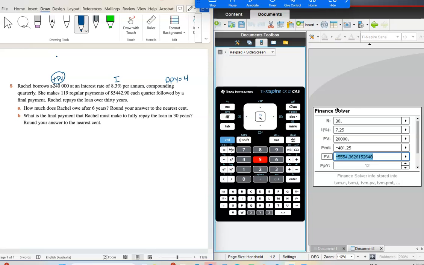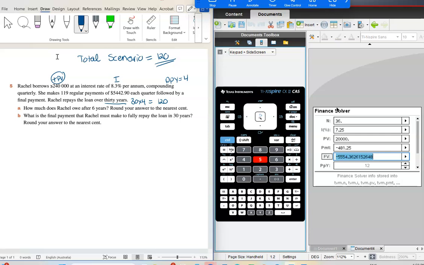So because of the final payment, we know the total scenario of this home loan, or this loan, whatever, is actually 120 payments. We want to know that because, remember I said, when the final payment, it says she repays the loan over 30 years. So if you did 30 times 4, you actually get 120, okay?